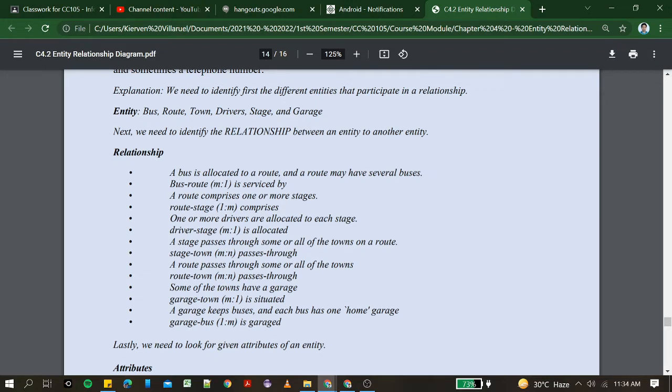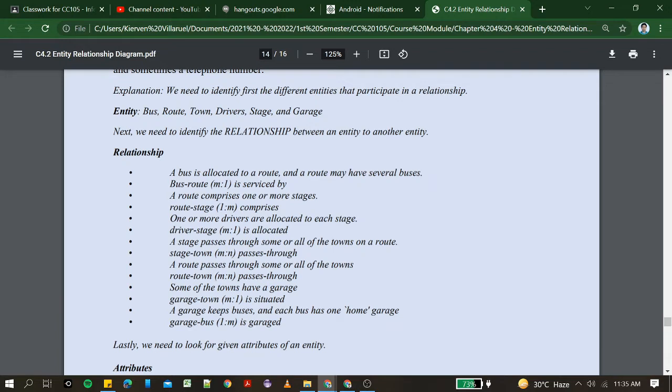Ayan. Then, nakalagay dito is serviced by. Parang medyo, ano yung relationship na yun. Okay? Pero sige. Then, a route comprises one or more stages. Okay. So, baka, for example, yung isang ruta ay dinivide nila sa bawat stage. Stage 1, stage 2, stage 3. So, yung route can have one or more than one stages. So, between the route and the stage, yun ay one to many or many to one.